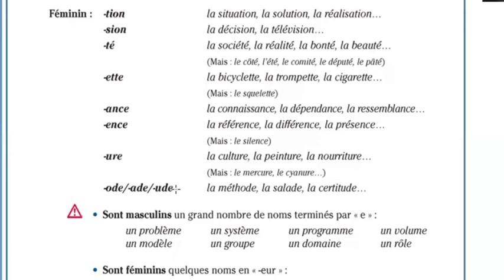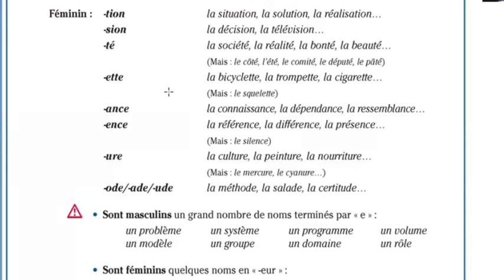Now, when you come to the words that can possibly be feminine, there are quite a lot of them. But let's look at the possible endings. Number one, we have -sion and -tion. When words end in -tion or -sion, like la situation, la solution, la réalisation, la décision, la télévision, they tend to be feminine over 90% of the time. When it ends in -té, that is T-E with an accent, they tend to be feminine. If you don't know what an accent is, please go and check writing symbols in French in one of our videos on the YouTube channel. So we have la société, la réalité, la bonté, la beauté. For all these, they are feminine.